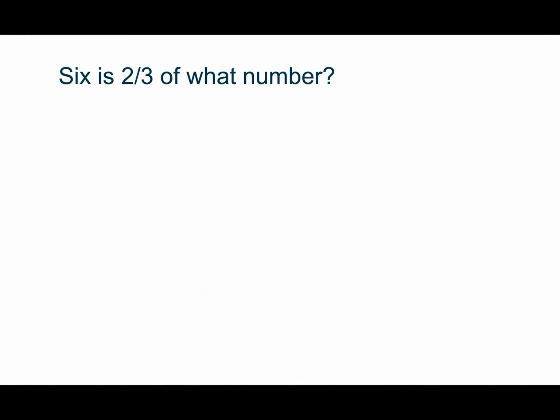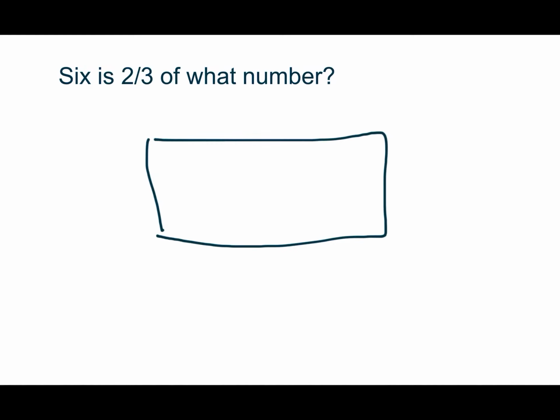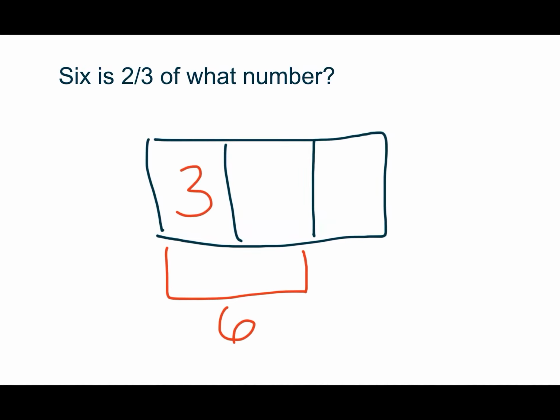Sorry. All right, the last example, promise. This is actually the last example: 6 is 2/3 of what number? Again, we're going to divide something into 3 parts. I'm looking at the denominator when I do that. I know that 6 is equal to 2 of the thirds, so that must mean these are each 3. So that total is 9.